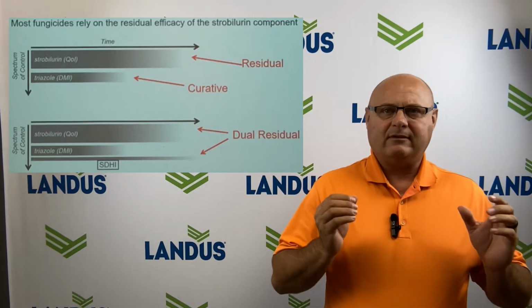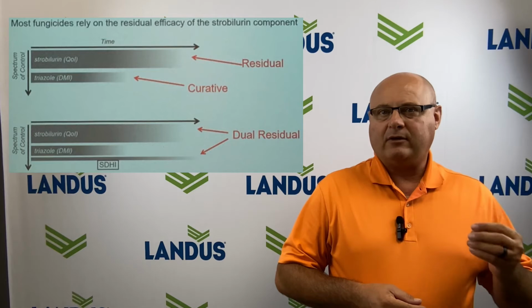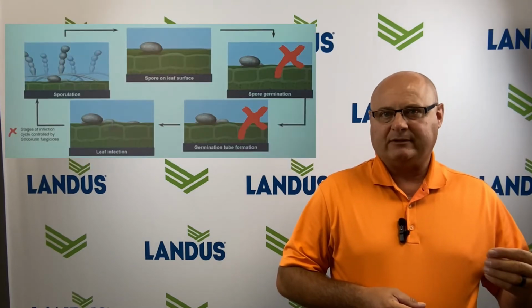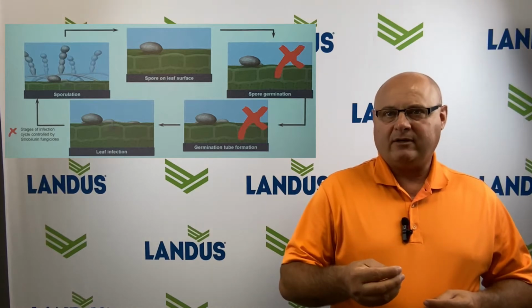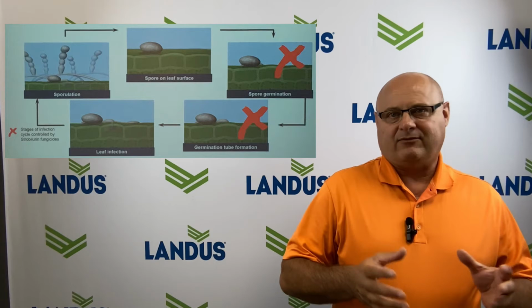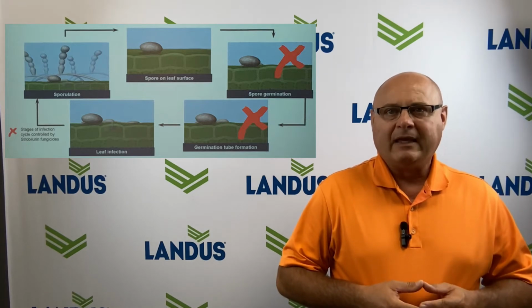Now, first, the QoI fungicides, which are also known as the strobilurins, have very good activity on germinating spores and work best when applied preventatively around the VT growth stage. They have broad spectrum fungal activity and interfere with the mitochondrial electron transport, which primarily inhibits spore germination. These are considered preventative with very limited curative activity and have about 7 to 14 days of residual activity.